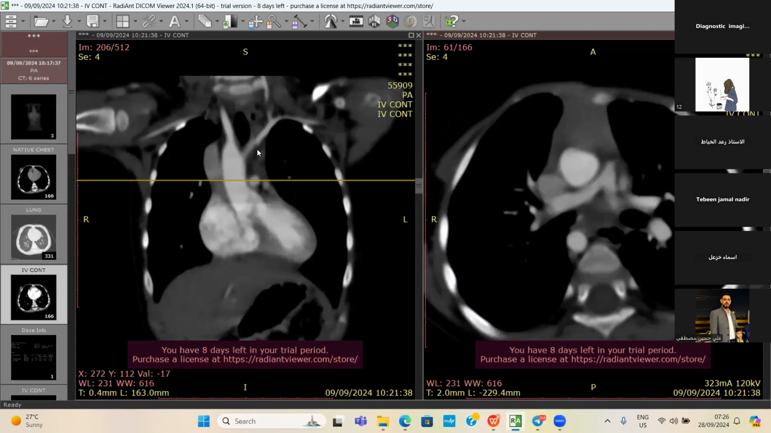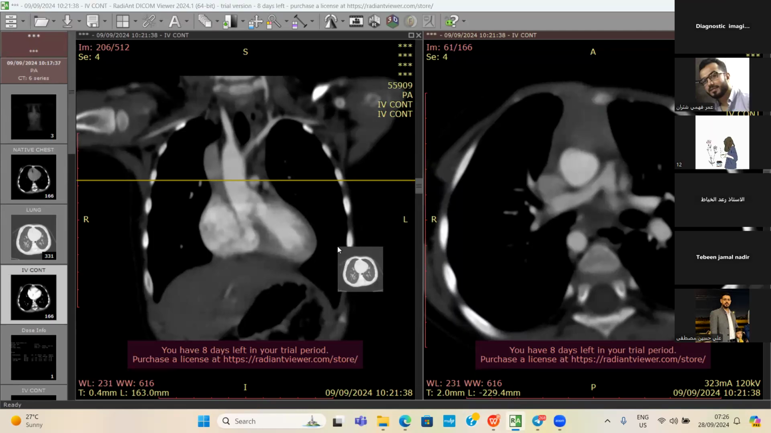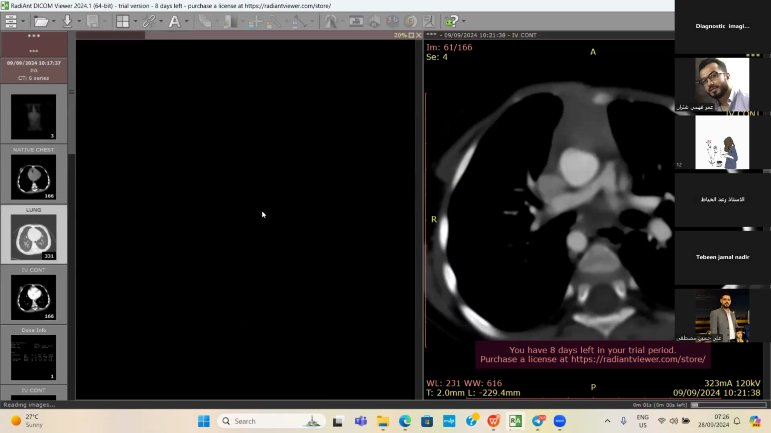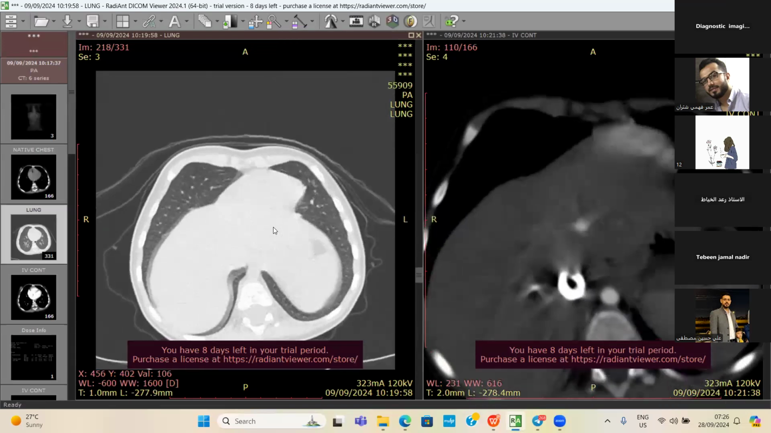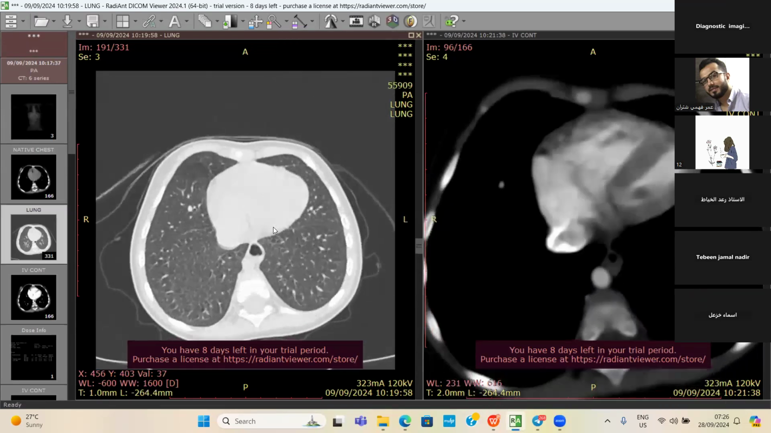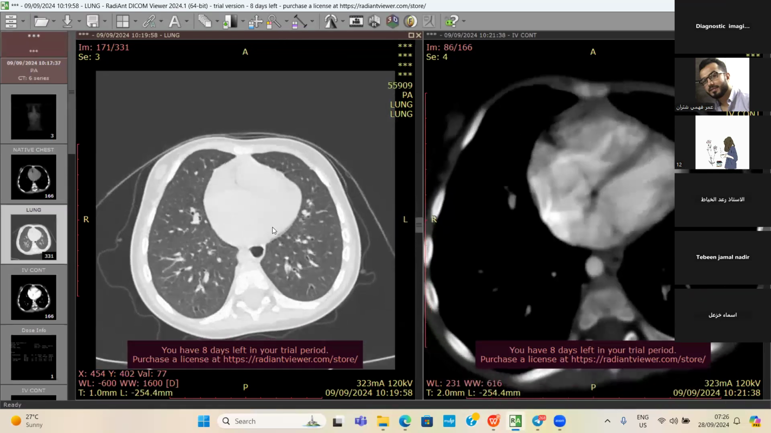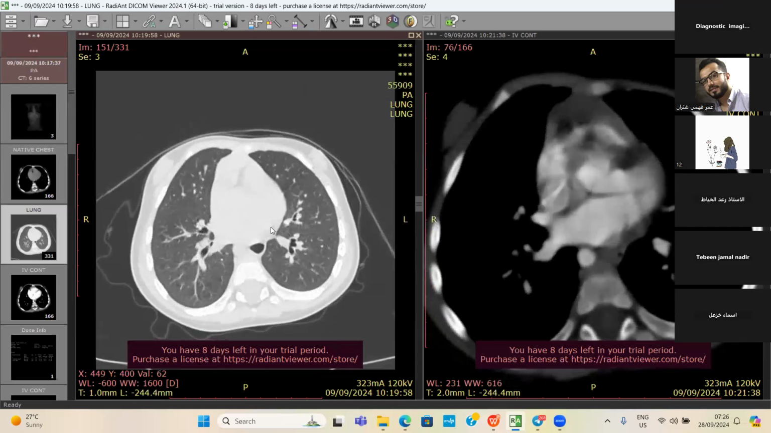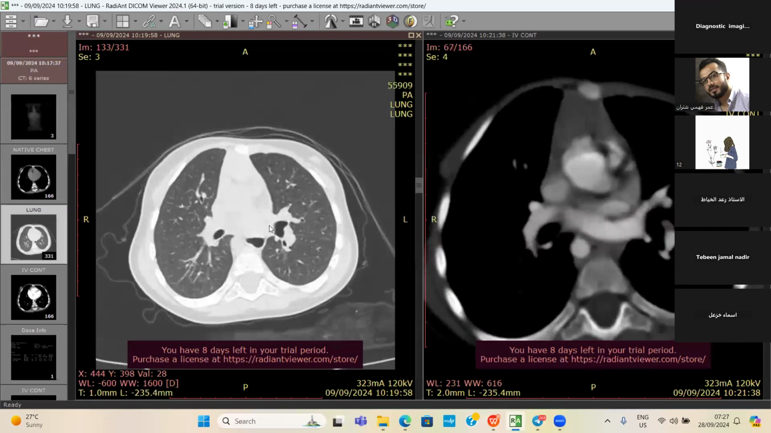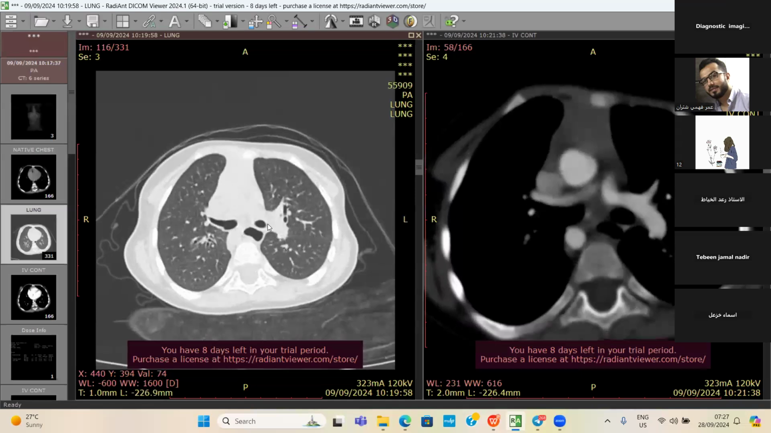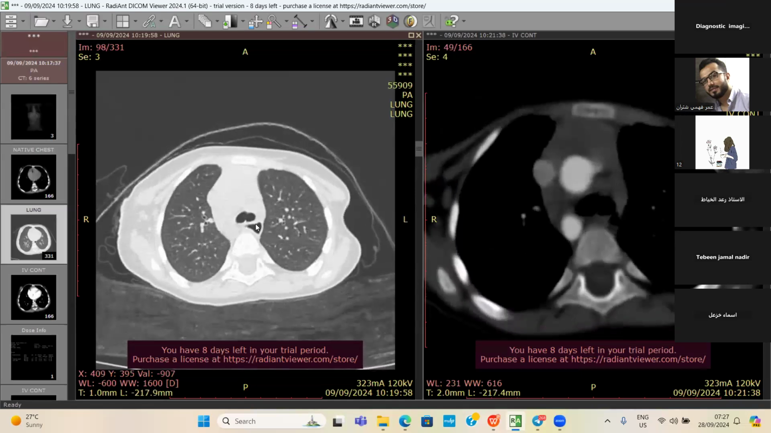Show us, Dr. Omar Fahmi, show us the lung window. What do we see in the lung window of the chest? Is there definitely oligemic lungs? No, I don't see oligemia. There is no oligemia. What do we define as oligemic lung?